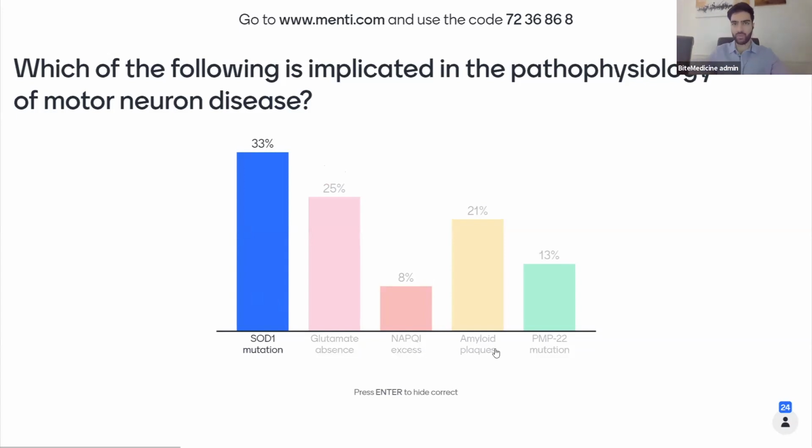Amyloid plaques are seen in which disease? Alzheimer's. And PMP22 mutation, you need to know this for your OSCEs, because when you are saying what investigations you'd like to do for a particular disease, you'll list this and you'll look very smart. Yeah, Charcot-Marie-Tooth. It's very rare in real life, but very common in OSCEs. So know this mutation. And know this mutation for motor neuron disease, superoxide dismutase 1. Because again, you'll look smart in your OSCEs if you say that.